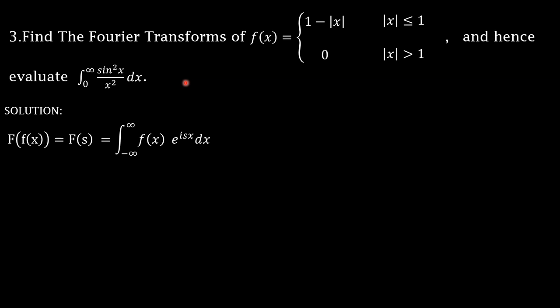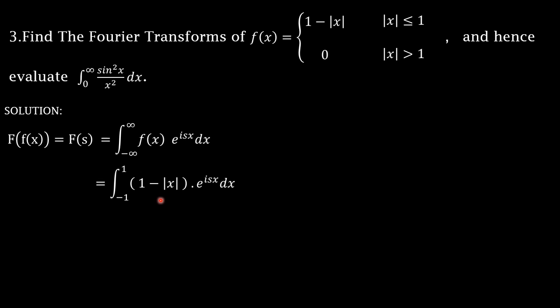From the definition of the Fourier transform, the Fourier transform of the function f of x is given by integration of f of x into e to the power isx dx, where the limits of x are varying from minus infinity to infinity. Just observe the given equation, students. The function value is 0 for all those mod x greater than 1, which implies the function value is 0 for all those x lying outside the interval minus 1 to 1. So it is enough to evaluate the Fourier transform in the interval minus 1 to 1.